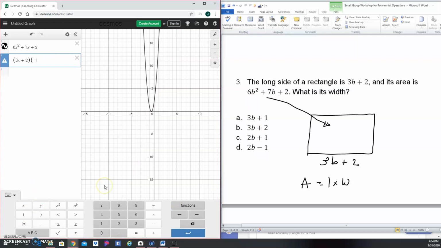So I'm going to start with letter A, which is 3x plus 1. And as you can see, your graphs are not on top of each other. Therefore, letter A is not the answer. So instead of that plus 1, I'm going to go ahead and put plus 2 for choice B. So 3x plus 2. And still, it did not go on top of it. So I'm going to go to choice letter C.